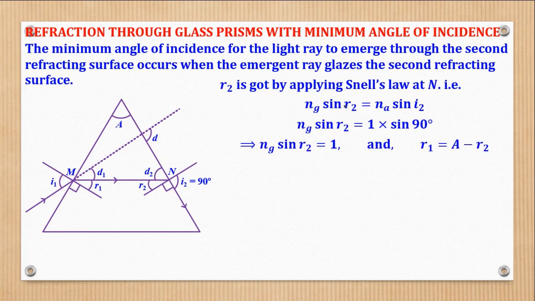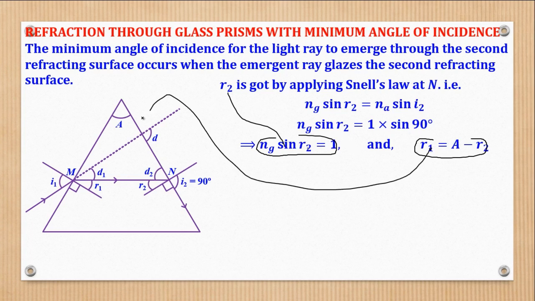Come up with that. Then I will. So this sine 90 is 1. That's why you have here n_g sine R2 is equal to n_a sine 90, so n_g sine R2 is equal to 1. Then I also remember from geometry that R1 is equal to A minus R2. So this helps me to get R2, and from R2 I can get R1 using this refracting angle.